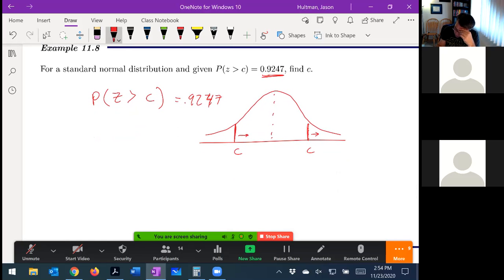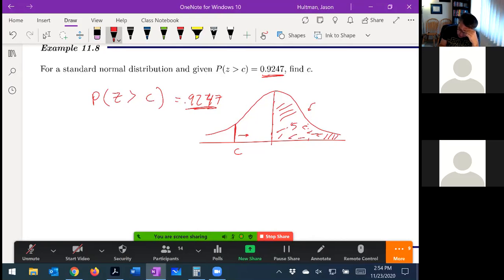If it's above, I'm looking at a very small number, less than 0.5. If it's below, then it includes everything plus this 0.5 piece. Okay, this half is included. So because this number is bigger than 0.5, I know that c has to be below the mean.